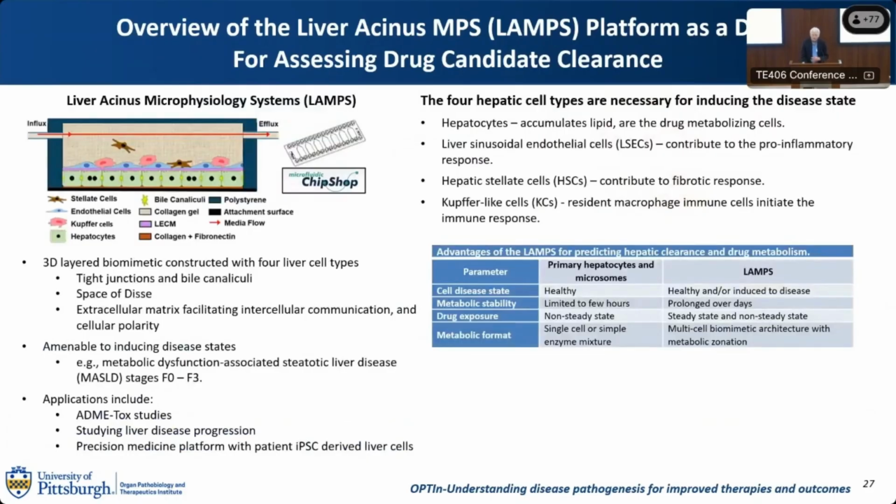So an overview of the model that we're qualifying. This is our liver Acinus MPS model. It is a 3D layered biomimetic model constructed with 4 liver cell types. It mimics the physiology of the liver Acinus. And this model is amenable to inducing disease states. And so we can induce a metabolic dysfunction-associated steatotic liver disease, or MASLD, from phases F0 to F3.